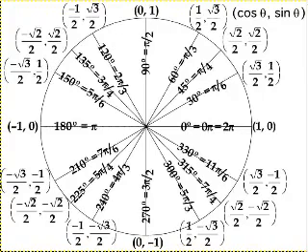SOHCAHTOA told us that if we have a right triangle, the sine of an angle is equal to the opposite side over the hypotenuse. The cosine of an angle is equal to the adjacent side over the hypotenuse. And the tangent is equal to the opposite over the adjacent side.